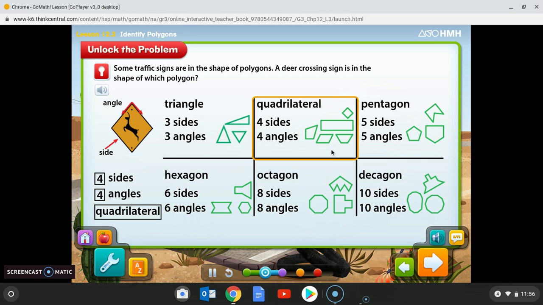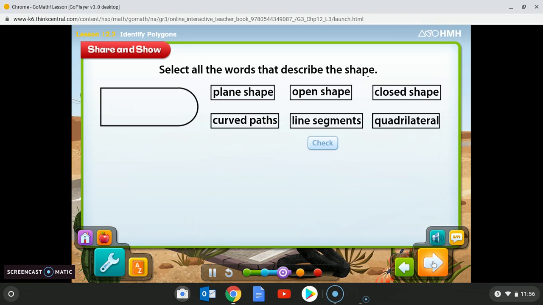There's different types of quadrilaterals. They could look like this, a rectangle. It could be a rhombus. This is called a parallelogram. This is called a trapezoid. There's many different types of quadrilaterals, but if it's 4 sides and 4 angles, that's automatically a quadrilateral, okay?